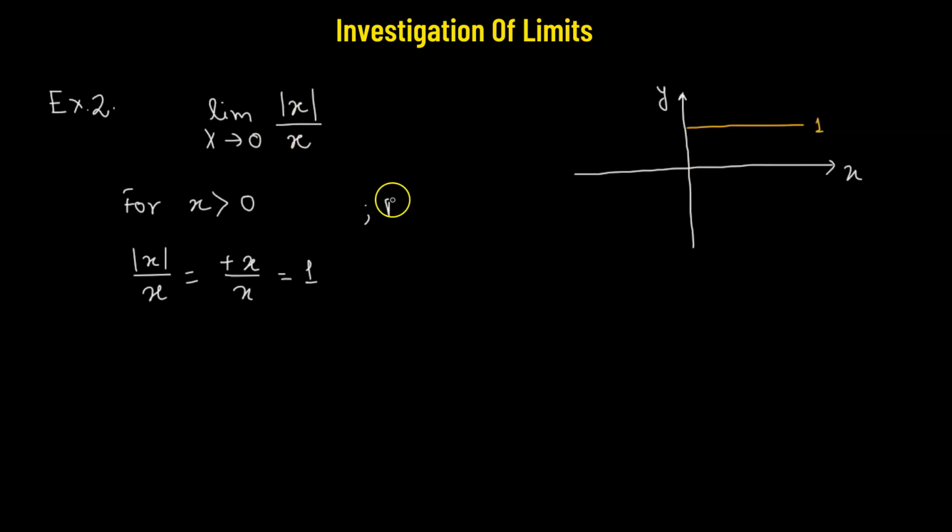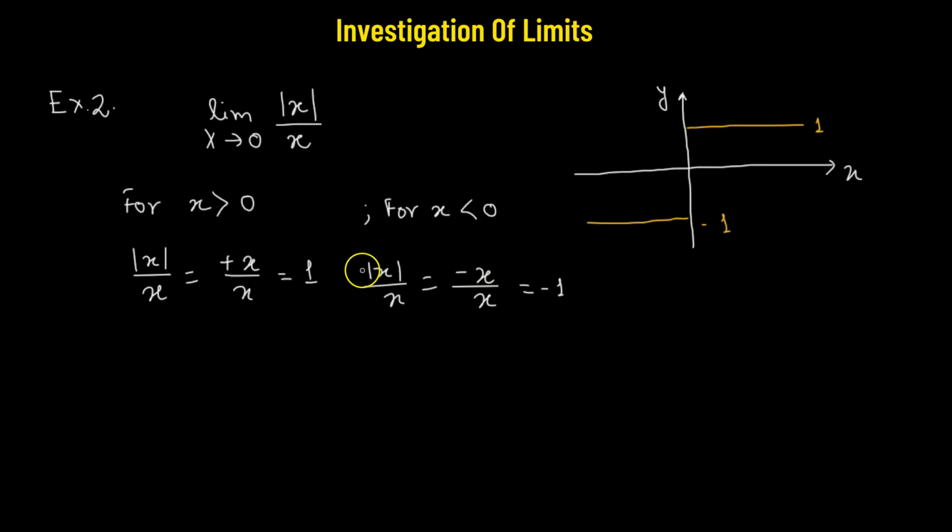Then for x less than 0, the absolute value of x simply becomes negative x. So we have negative x divided by x. So this gives us negative 1. And our function is going to have a value of negative 1 for x less than 0.